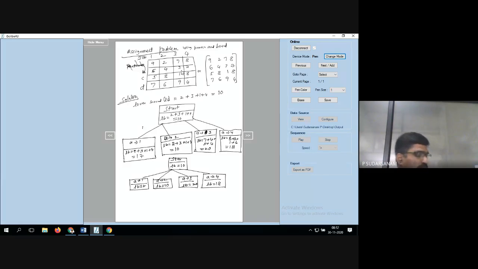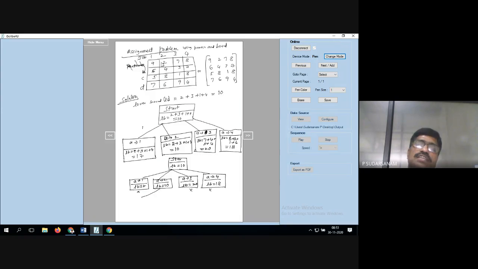Now the problem is which is the minimum here. Remaining cannot be considered. So the minimum value is 10. So this is not the solution. Now A is equal to 2. Once you take A is equal to 2, that column you have to leave, remaining rows you have to take. That is the way you have to do it.